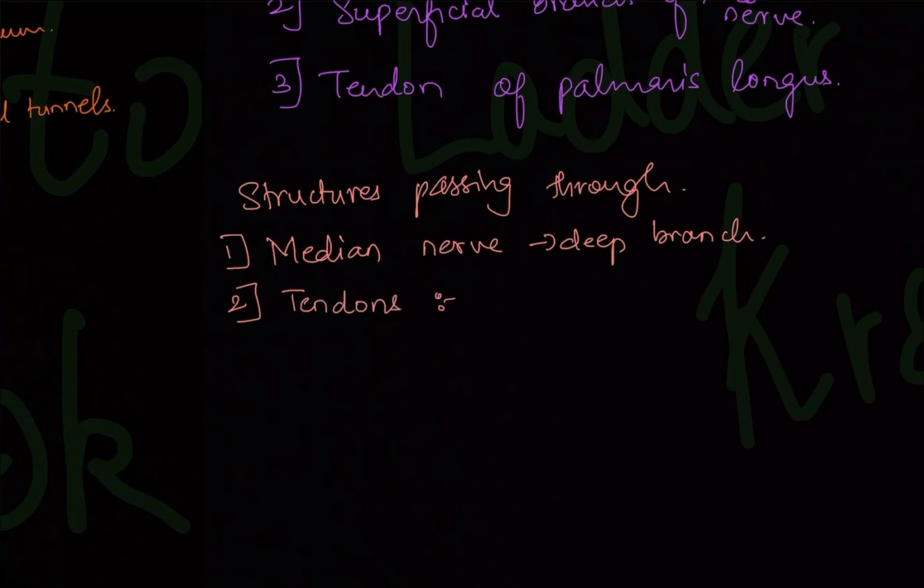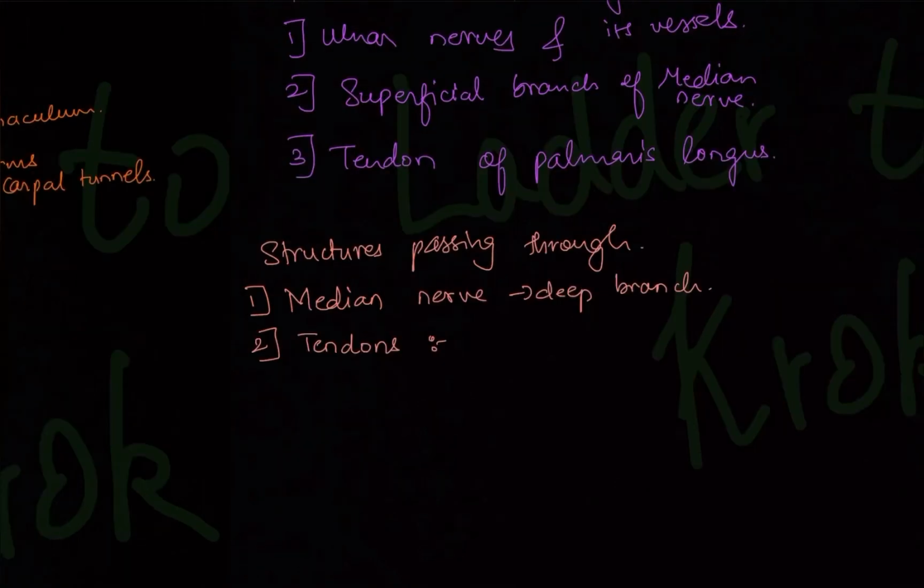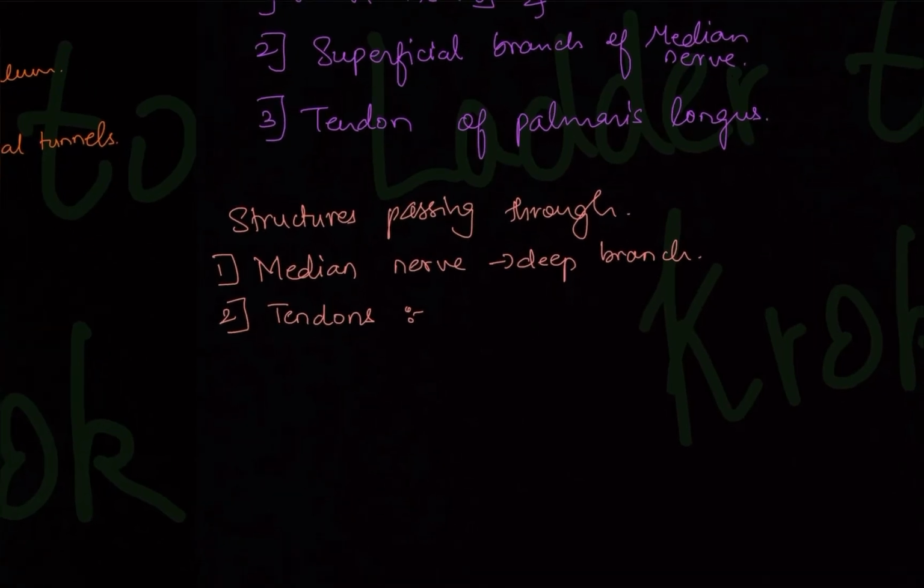Now which tendons? Here we have done the flexor compartment of the forearm, right? The muscles of the flexor compartment of the forearm have their own tendons, right? So those tendons of the flexor compartment of the forearm pass through the carpal tunnel, except one, flexor carpi ulnaris. Except flexor carpi ulnaris, all the muscles will have their own tendon passing through the carpal tunnel.